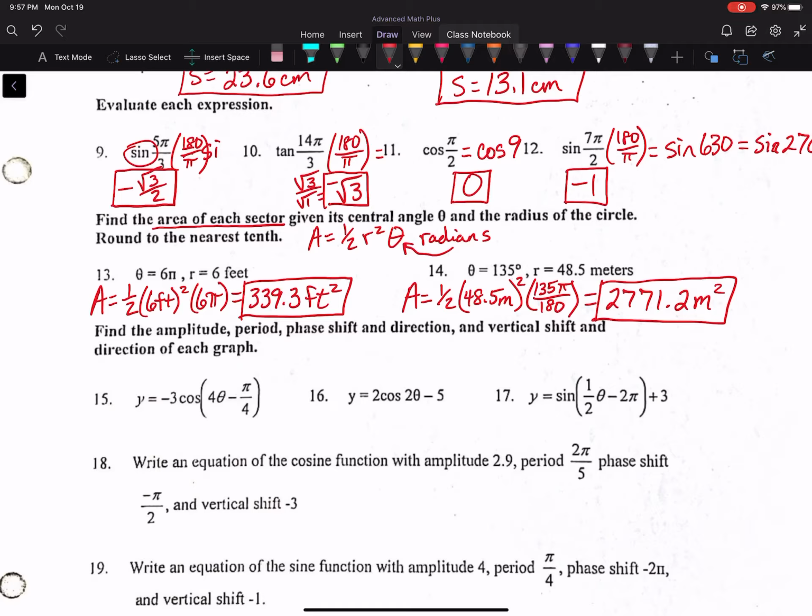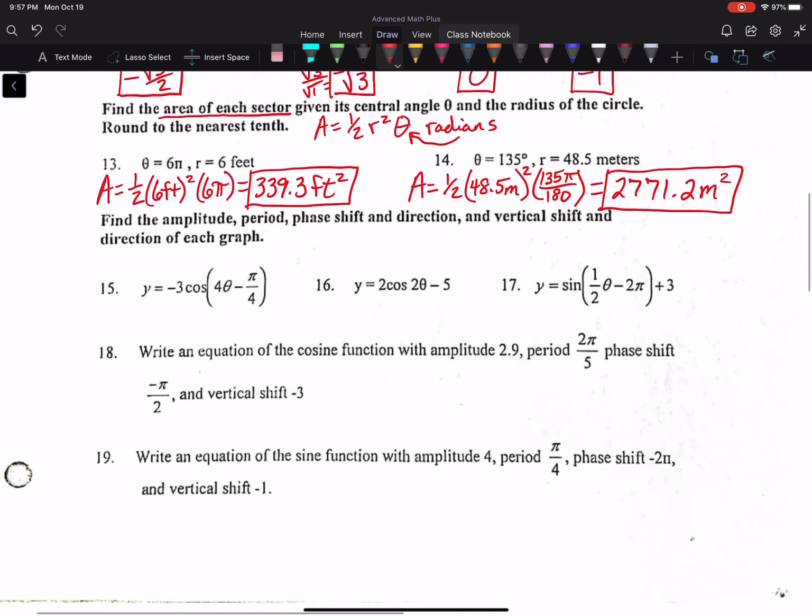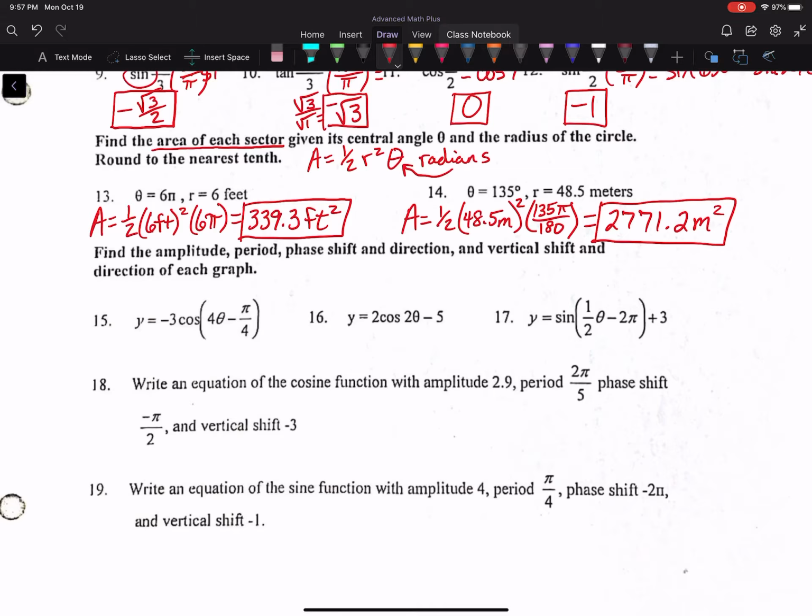All right. So last, what's that, 5 problems? You have to find the amplitude, the period, the phase shift, and the direction, and the vertical shift, sorry. You do not have to graph them, you're just finding those things, okay? So if you'll remember, amplitude's really easy. It's whatever that number is in the front. It's always positive, so amplitude is 3.